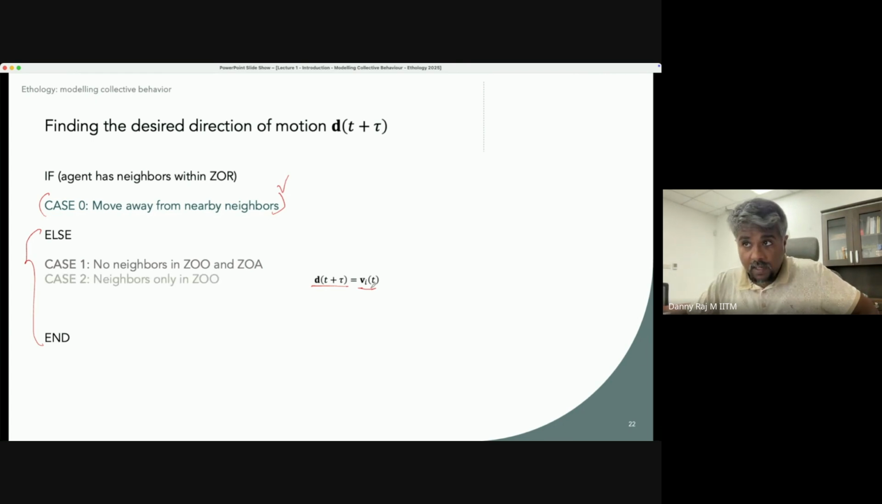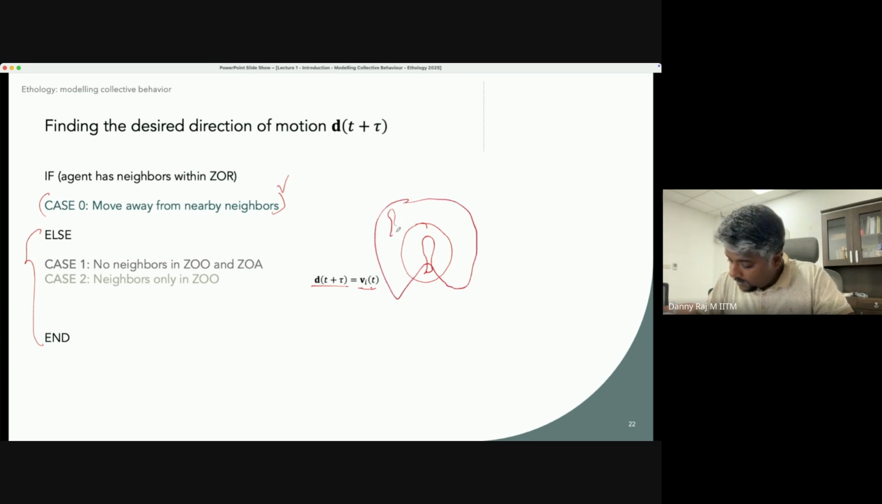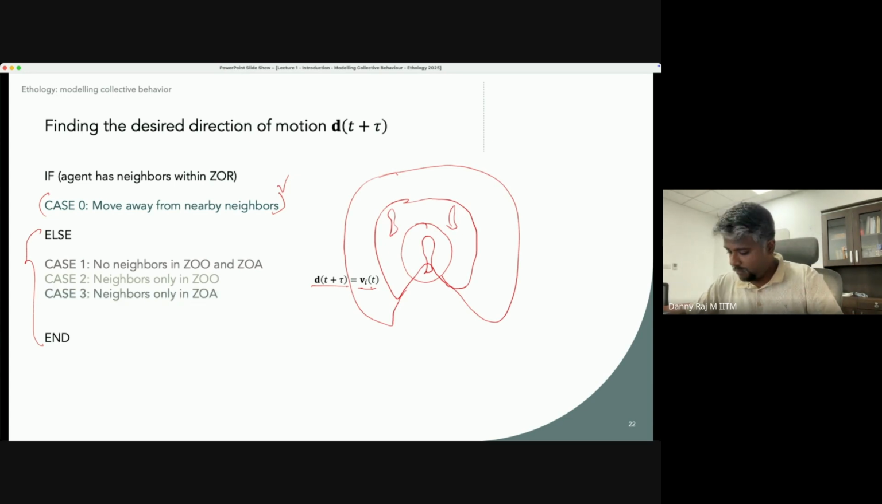Then there's case 2 where there are neighbors only in the zone of orientation. What does that mean? There is this guy, the zone of repulsion, and there's no one there. Then there's the zone of orientation where, let's say, some guys are there. And then there's the zone of attraction where there's no one. So it only aligns with them. So when there's orientation, what happens? It aligns with them. So D will be the summation over all j of Vj.